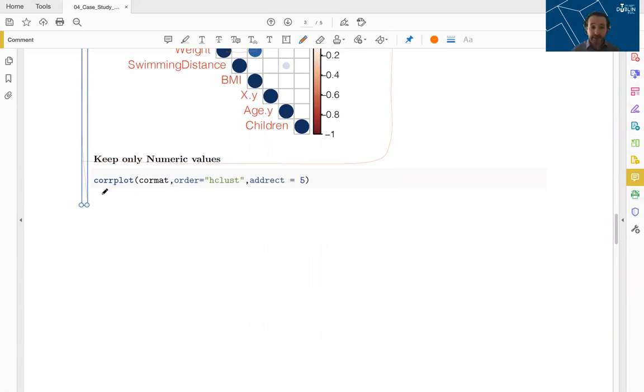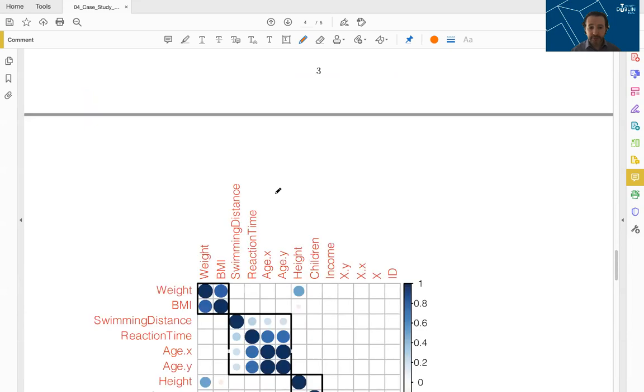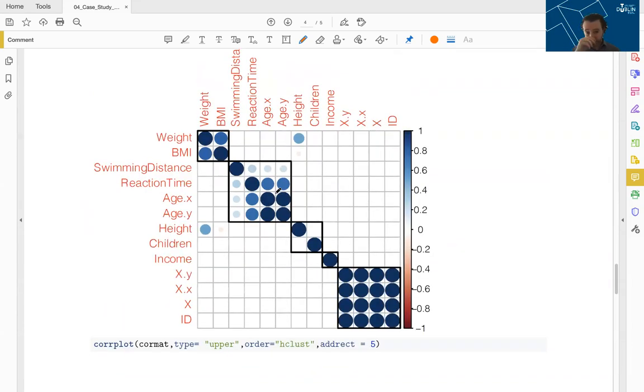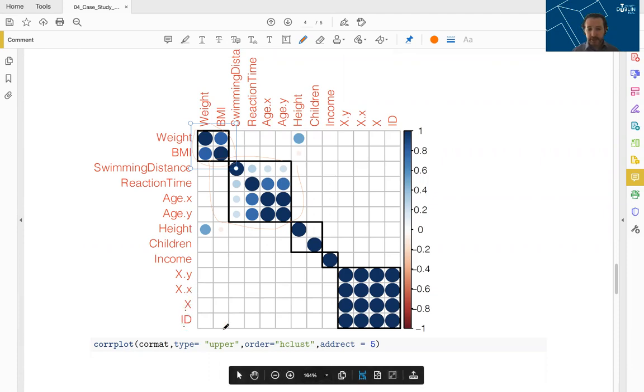There are other ways of representing it. So let's represent it in numerical fashion. Let's cluster it by numerical. And what it does is it clusters things together. So it clusters together weight and BMI. That's the first cluster. Then it clusters together distance, reaction time, and the two ages. It's saying that these variables are quite related. And of course, x.y, x.x, and ID, they all agree very much, but we don't care about those variables. But what it also shows is that income doesn't correlate with anything.